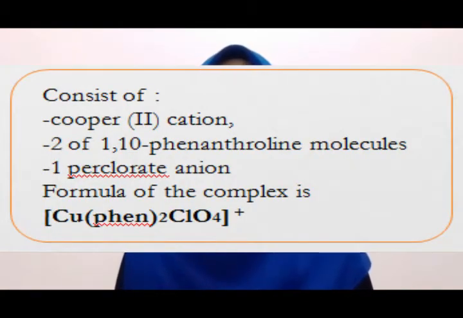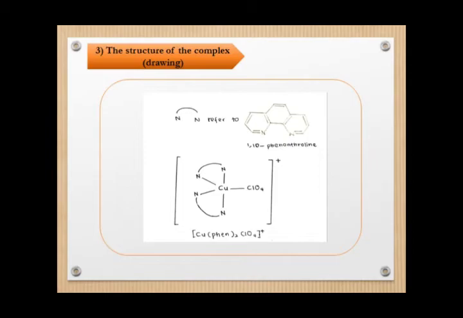So the formula for this complex is copper phenanthroline 2 perchlorate with the net charge plus 1. And we can determine the structure of the complex by drawing, which is like this. There are three types of complex, which is anionic, cationic and also neutral. But we consider our complex is a cationic complex because the net charge of this complex is positive 1.